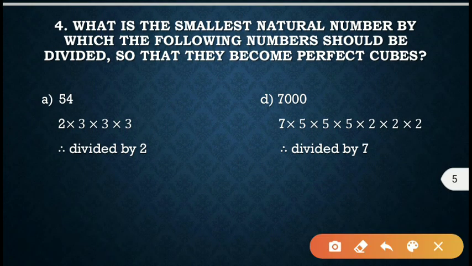Question number 4. What is the smallest natural number by which the following numbers should be divided so that they become perfect cubes? All the questions from question number 1 to question number 5 are the same as in the previous exercise we did with squares. In the square exercise also we found what number to multiply to make them a perfect square. The only difference is that there we were making them a perfect square, here we are making them a perfect cube.